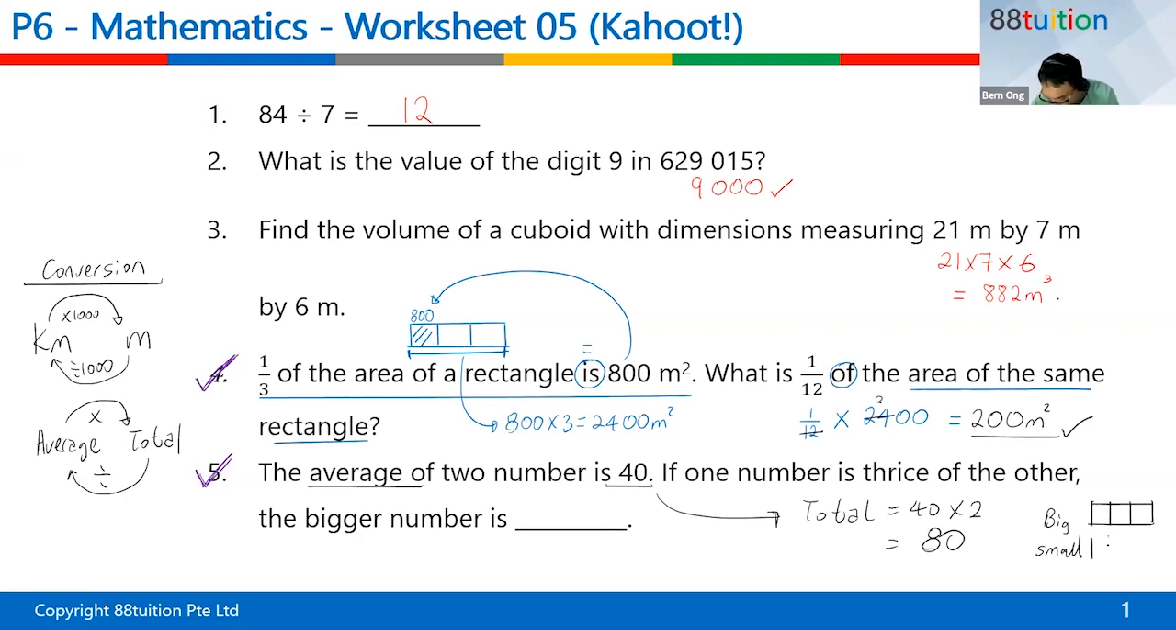All right, thrice means 3 times, like that. The total never changes. The total is still 80. How many units? 1, 2, 3, 4. And these 4 units are of equal sizes. We can call them units. All right. And 1 unit will be equal to 20. 3 units will be equal to 60. So the bigger number is 60.